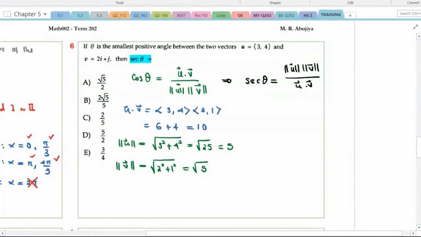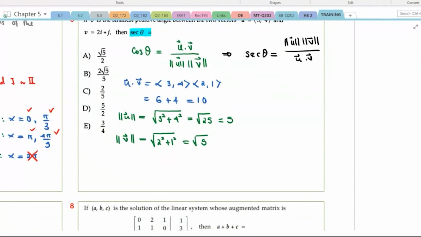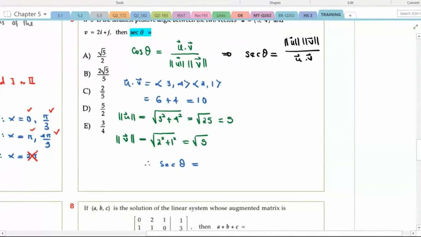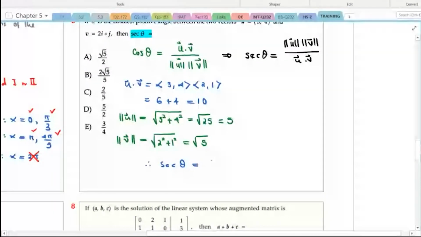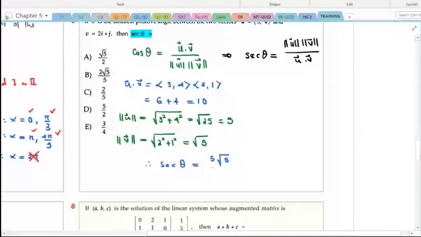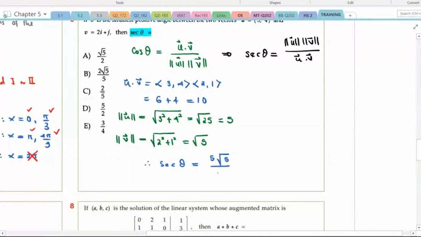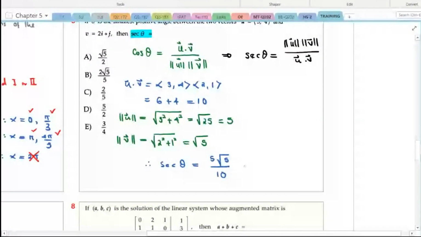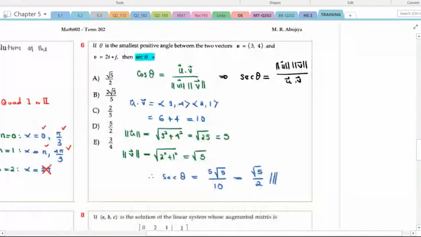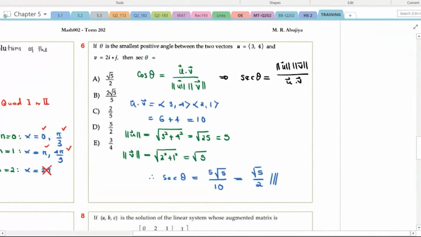Now we have all what we are looking for. Therefore secant of theta is going to be equal to the magnitude of u, that is 5, multiplied by the magnitude of v, that is root of 5, divided by u dot v, and that is 10. Simplify, and that is going to be root of 5 divided by 2. And that is our answer. I hope this is clear. Questions, please.